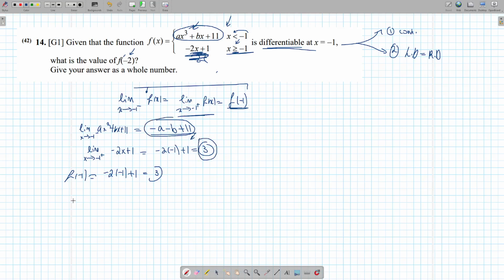To 3. So we're going to write that. -a minus b plus 11 is equal to 3. Let's move stuff around. You're going to get a plus b is equal to 8. Okay? Do I know what a and b is? No, but I got one equation. It's two unknowns. Can I solve two unknowns from just one equation? No. I need a second equation.